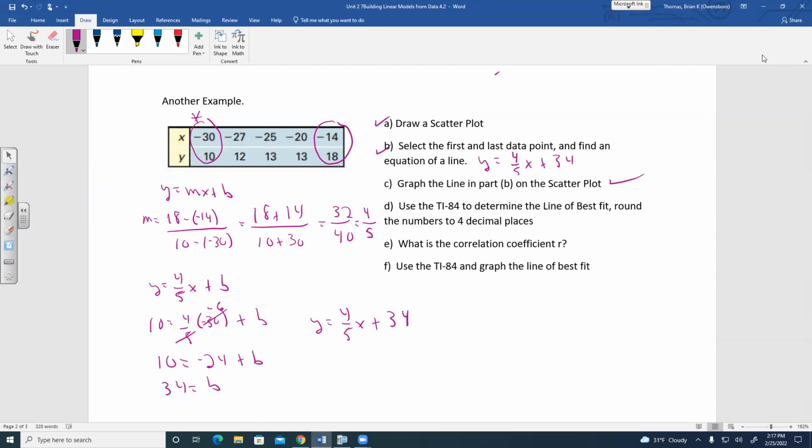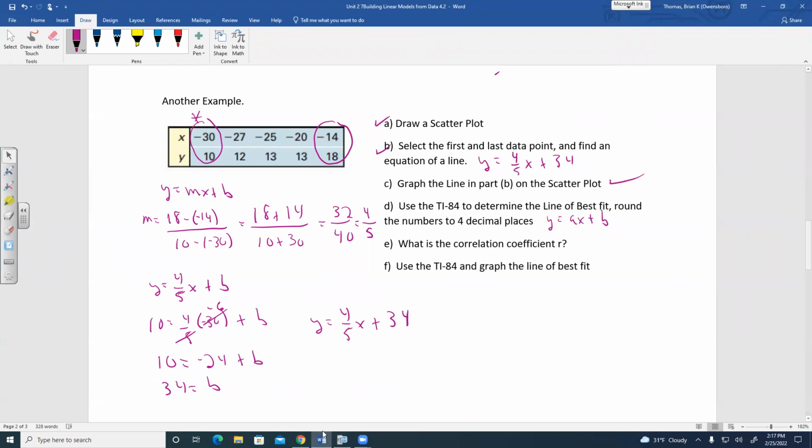Our next step is to use the TI-84 to determine the line of best fit, rounding the numbers to 4 decimal places. So now we're going to use this linear regression line. They're using this y equals ax plus b form, so we have to identify the a and the b in this problem.